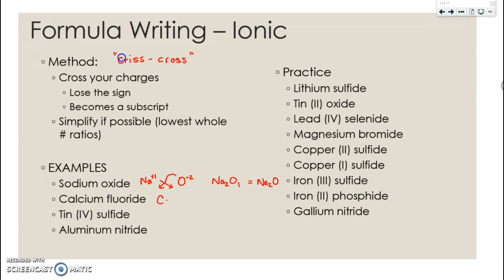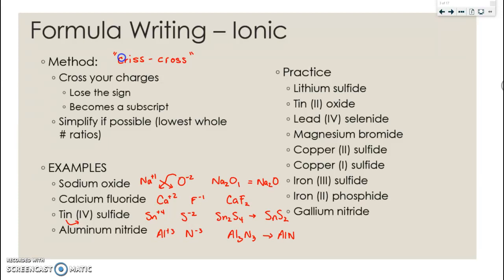For calcium fluoride, again, periodic table. Calcium is +2, fluorine is -1. So when I cross my charges, I get CaF2. Tin(IV) sulfide, Sn is tin, it's telling us it has a +4 charge. Sulfur is -2. When I initially cross these, I get Sn2S4. But that's not as simple as possible, because 2 and 4 can be simplified to a 1 and a 2, so the correct answer would be SnS2. Finally, aluminum nitride, Al +3 and N -3, initially becomes Al3N3. But because they are both 3's, it simplifies to just AlN.